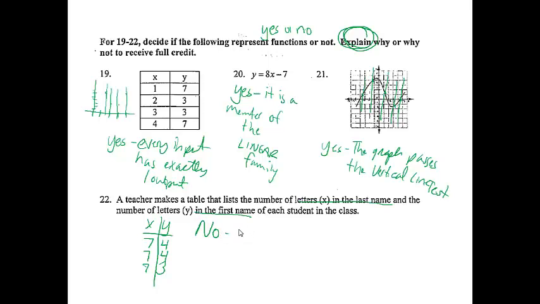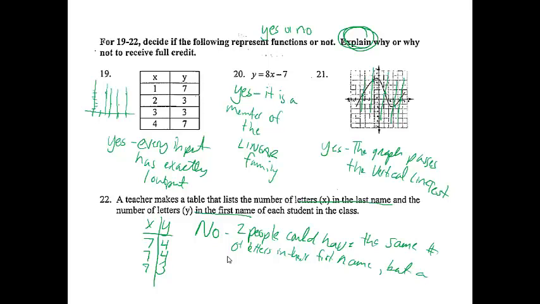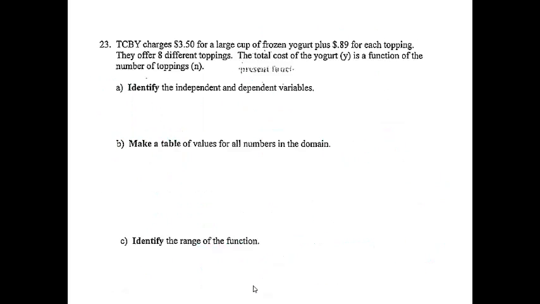And I'm actually going to write that explanation. 2 people could have the same number of letters in their first name, but a different number of letters in their last name. There we go. Alrighty, problem 23.